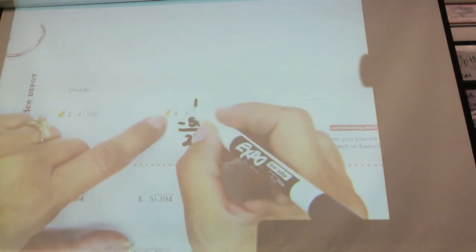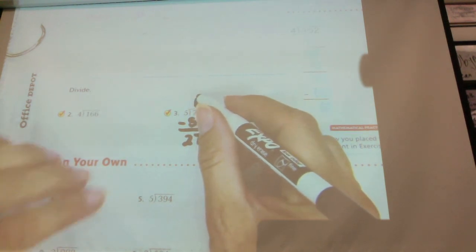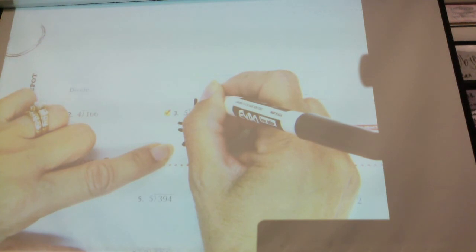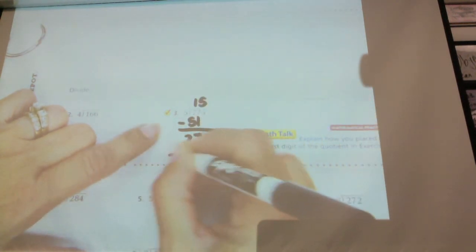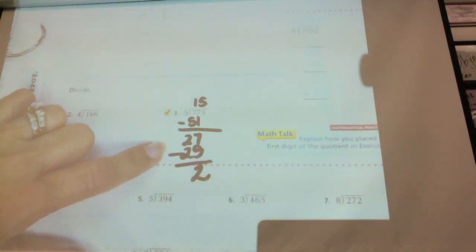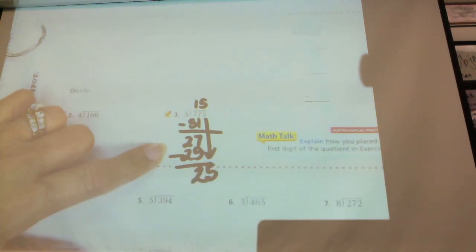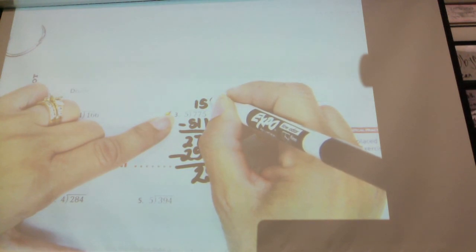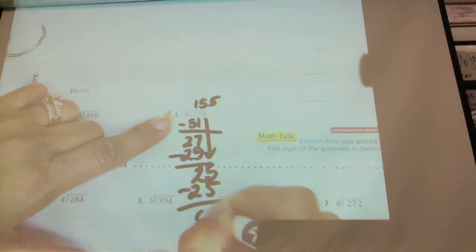How many times can 27 divided by 5? 27 divided by 5 is what? 5. 5 times 5 is 25. With how many left over? 2. And then we bring down the last 5 ones. We have 25 ones divided by 5 equals 0. No, 25 divided by 5? 5. 5 times 5 is 25. And then we have no remainder.